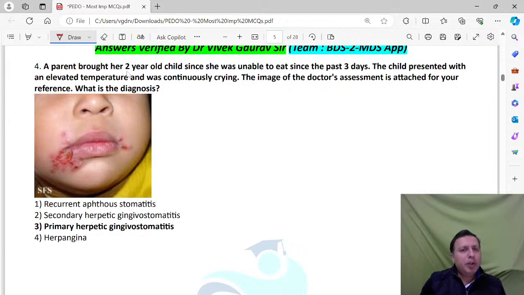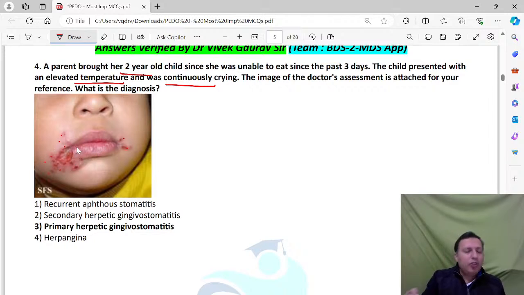A parent brought her 2-year-old child since she was unable to eat for the past 3 days. So the age of the patient is 2 years old. The child presented with an elevated temperature and was continuously crying. The image of the doctor assessment is attached for your reference. What is the diagnosis? Now, if you can see, again, you can see the ulceration and the vesicle formations that are present on the lip as well as on the cheek area.